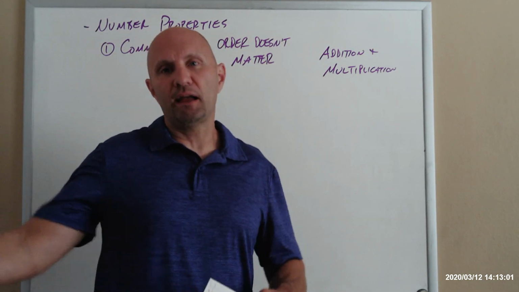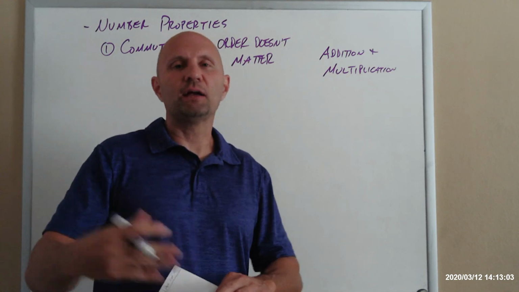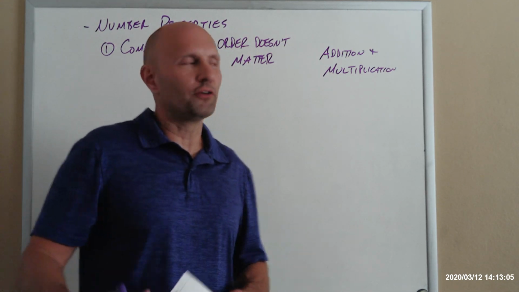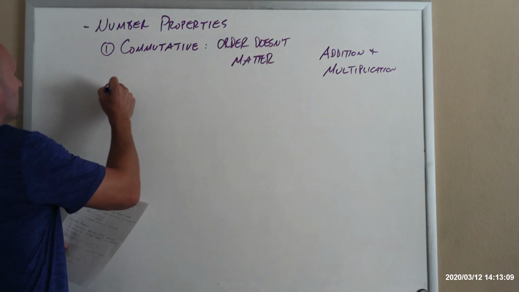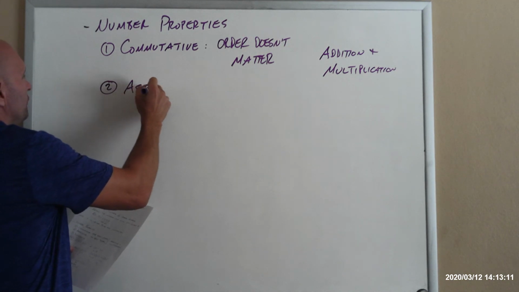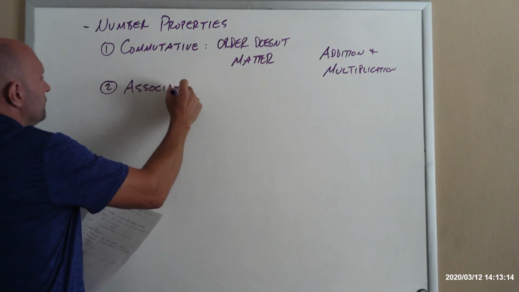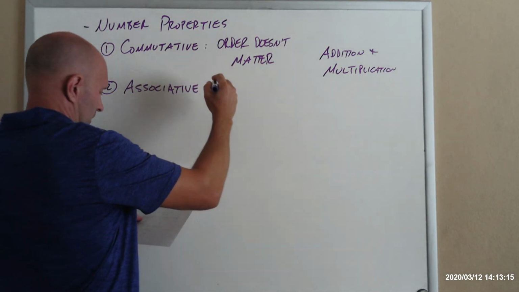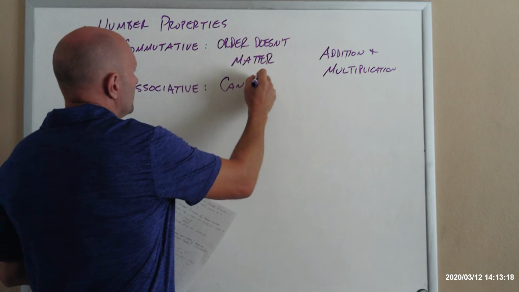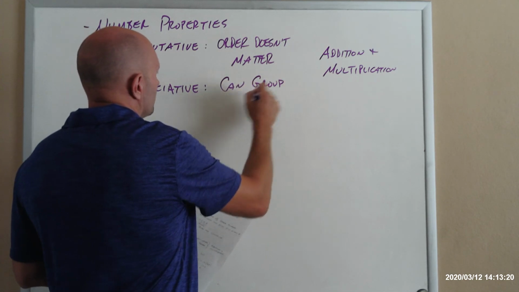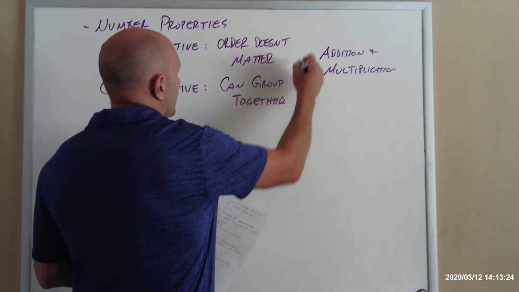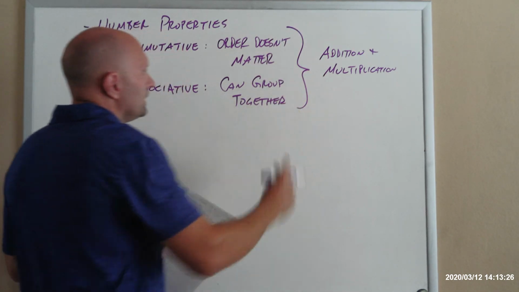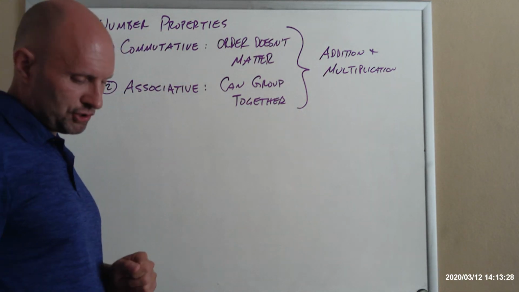3 times 5 is 15. 5 times 3 is 15. Order doesn't matter. The other, or the second I should say, is associative. And this means we can group together. And again, this is only for addition and multiplication.